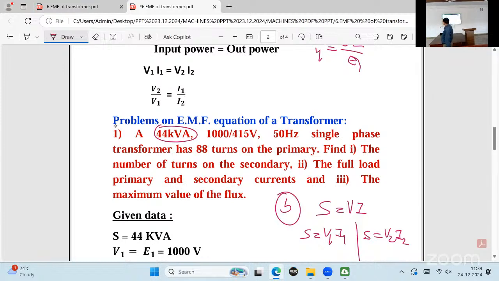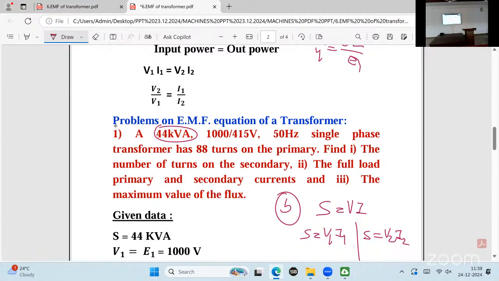C bit, the third one: the maximum value of the flux, phi m. The formula is E1 is equal to 4.44 F into N1 into phi m. That is, 4.44 into F into N1 into phi m.